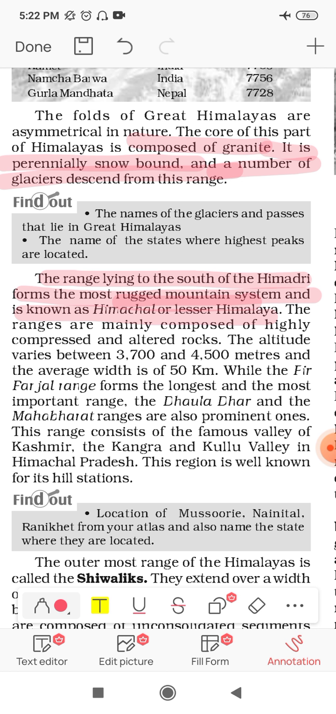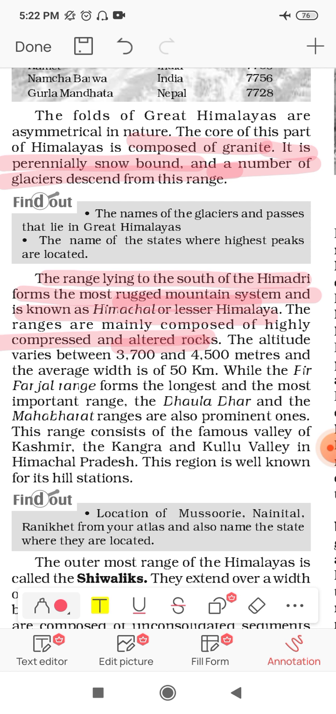Now the ranges are mainly composed of highly compressed and altered rock. As we have seen, Himadri Himalaya consists of granite rocks. This Himachal Himalaya, Lesser Himalaya, is composed of compressed and altered rocks. Here we will get soft rock as well as hard rocks. This whole area is composed of both types of rocks, or altered rocks. It means here we will get some igneous rocks, some metamorphic rocks, as well as some sedimentary rocks.